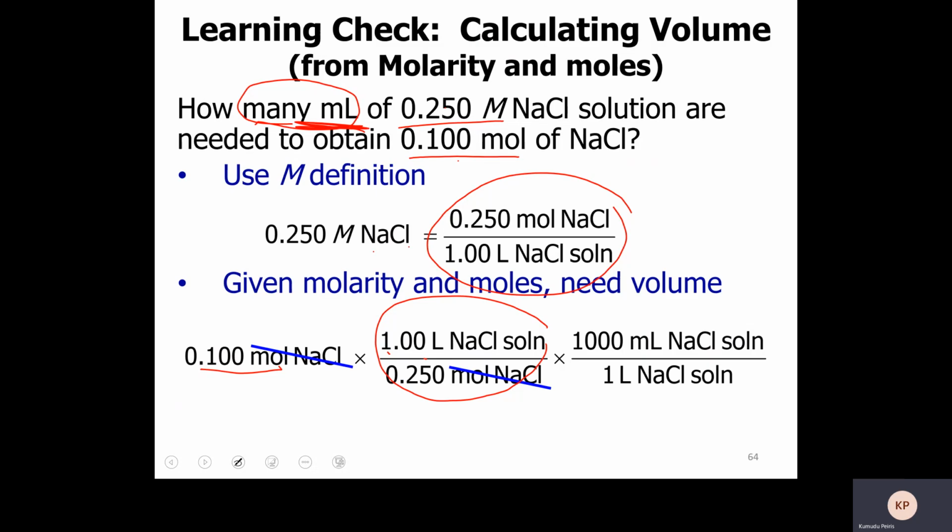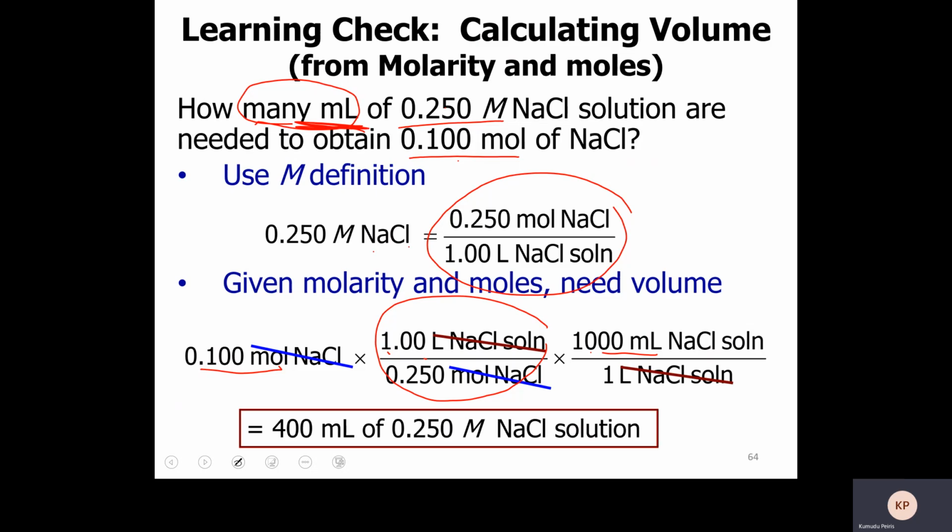So now we use the conversion factor. 1 liter equals 1000 milliliters. So then the liters cancel out and we get the answer in milliliters. So the answer is 400 milliliters of 0.250 molar sodium chloride solution is needed to make 0.100 moles of sodium chloride.